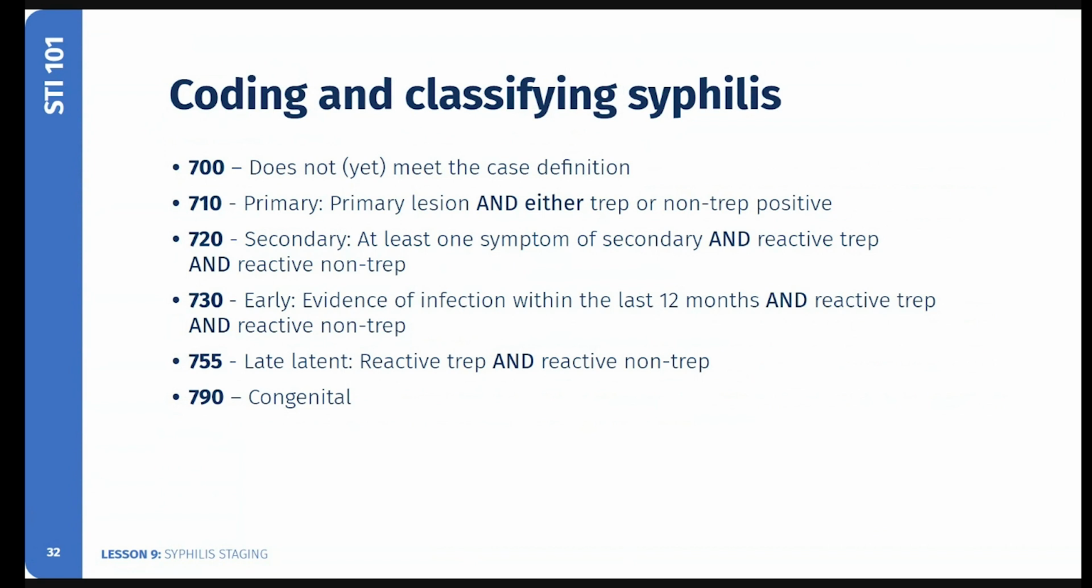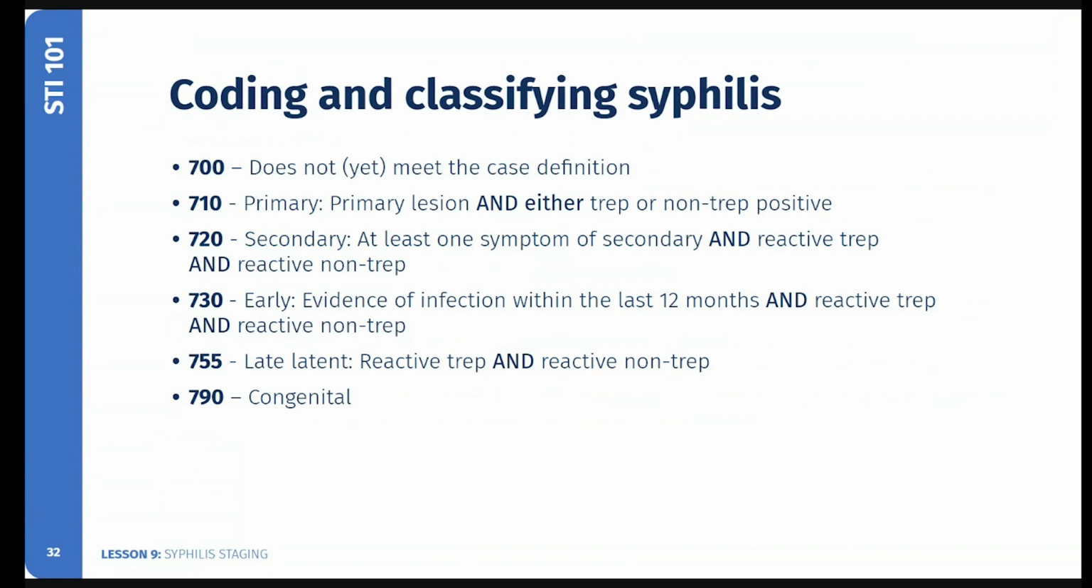720 is a disease code for secondary syphilis. Someone who has at least one symptom of secondary at the time of initial testing and is reactive on both the TREP and non-TREP would meet the case definition for secondary. 730 is a disease code for early syphilis. Someone who has evidence of infection within the last 12 months, history of primary or secondary symptoms in the past 12 months, and who is reactive on the TREP and non-TREP test would meet the case definition for early non-primary or non-secondary.